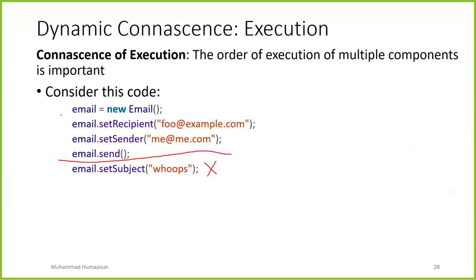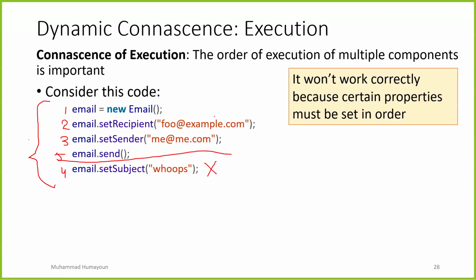Why? Because the order in which you execute these commands was really important. You should have run this command at line number 4, and then you should have written this line at line number 5. This is what is called connaissance of execution. You will not receive any error if you make such a mistake, right? But you did not get what you wanted to achieve if you mess up the execution order. As we know, it won't work correctly because certain properties must be set in order.